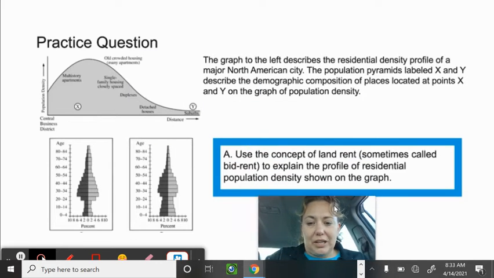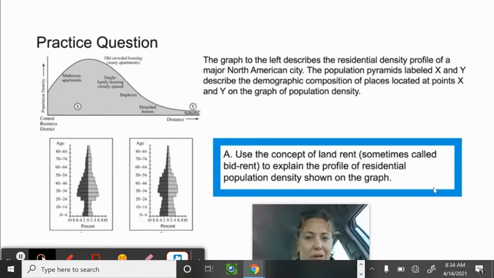Okay, here's a practice question for you. Again, I'm just going to have you pause and go through this one on your own.